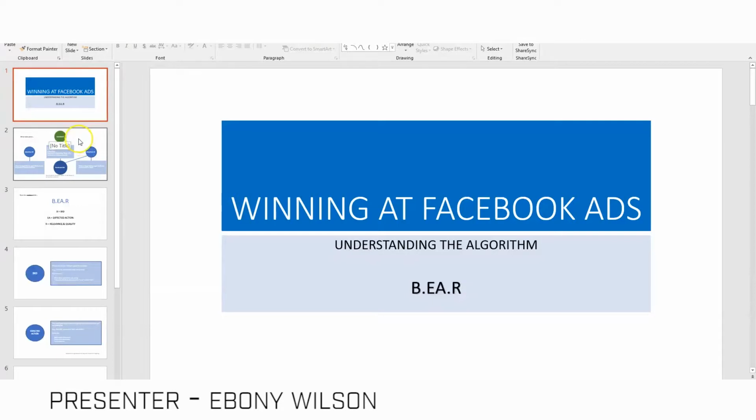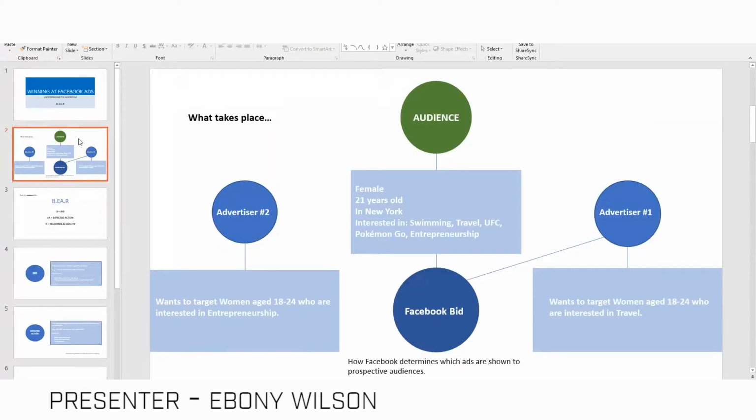So, let's throw out an example here of what takes place. Essentially, like I was saying, how Facebook determines which ads are shown is basically you go into what's called a bidding process. So you go into an auction, okay? So let's say that we have two advertisers, and we have an audience who are targeting the same person. They're selling different products, but they're targeting the same person. So in this case, let's say advertiser 1 wants to target women 18 to 24 who are interested in travel, and advertiser number 2 wants to also target women 18 to 24 who are interested in entrepreneurship.